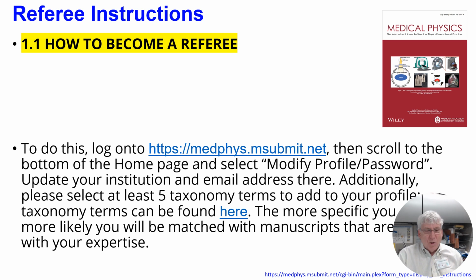Scroll to the bottom of the home page and modify your profile, password, update your institution, make sure that we have all the correct information, and identify 5 taxonomy terms. This is important. You don't want to say that I can review 100 things. Usually the best idea here is to pick out about 5, and then those will be the manuscripts that you would receive.